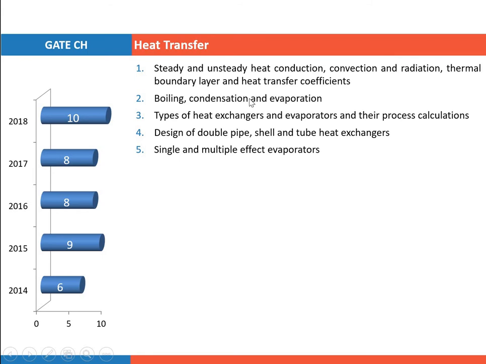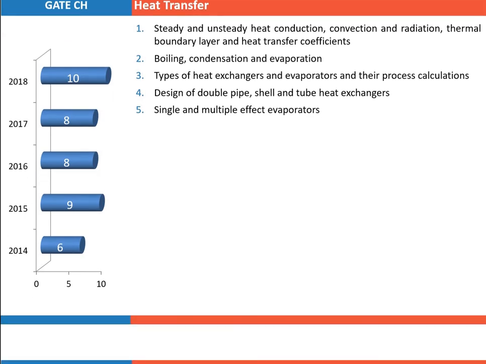Then heat transfer coefficients are the major topics, and apart from that you have got to have the basic understanding of double pipe and shell and tube heat exchangers, evaporators, the process calculations, and of course the boiling, condensation and evaporation. The questions are also fairly constrained, and you can refer to DQ, Kern or Holman for this particular subject.